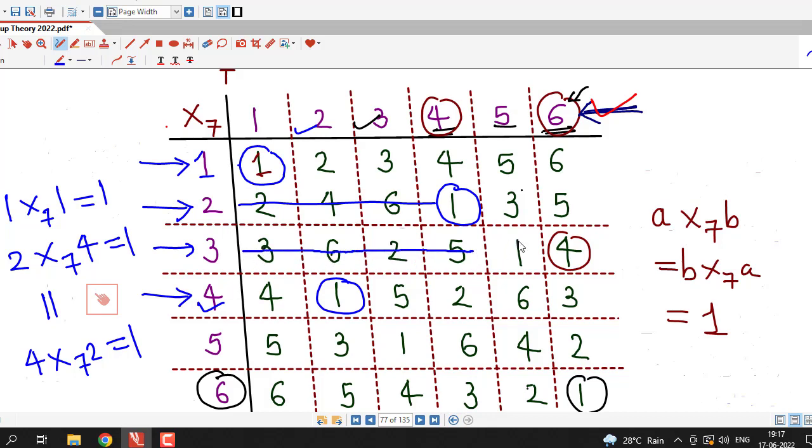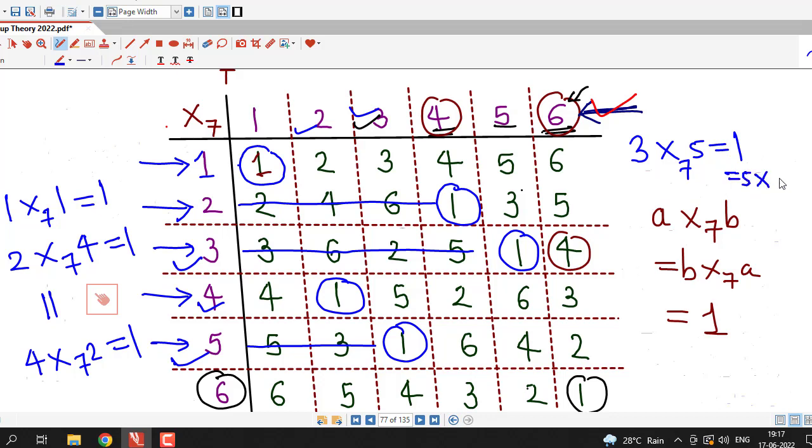So here I get identity. So 3 multiplication modulo 7 5 is 1, and we check for 5 also. So here we obtain 1, that means 5 into 3 equal to 1. So this is equal to 5 into 3 also. Therefore 3 and 5 are inverses of each other.